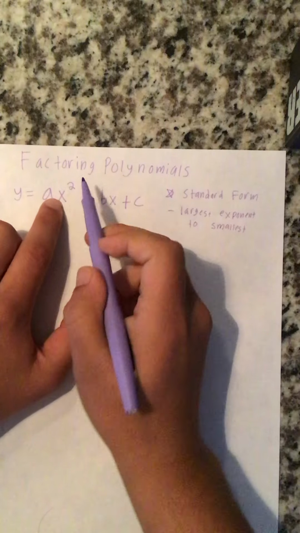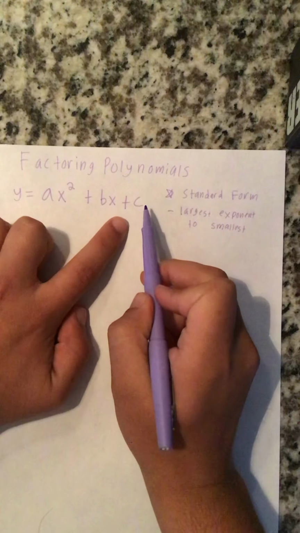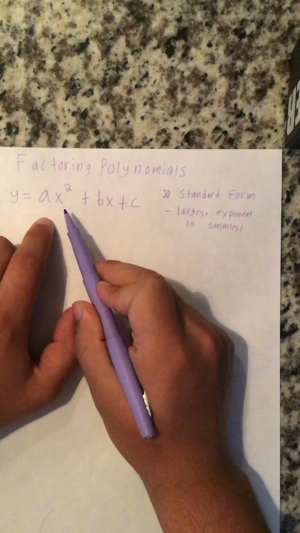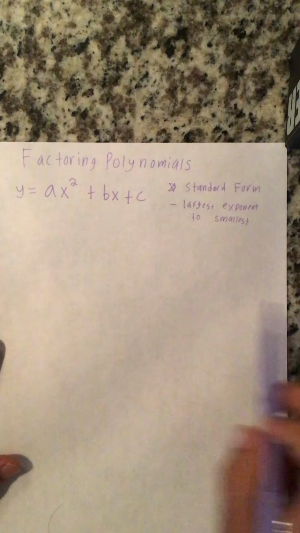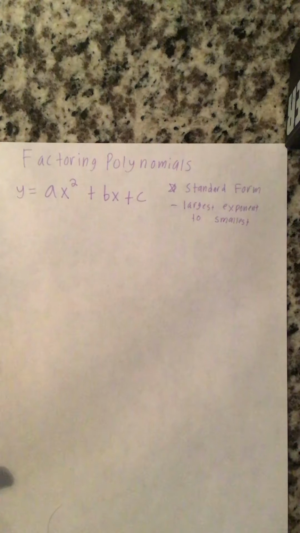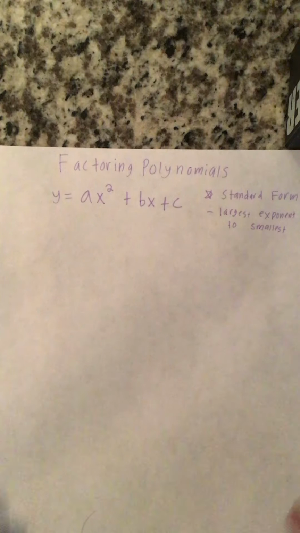So it needs to go, see how it goes from x squared to an x to no exponent, okay? To no variable, okay? That's how it always needs to go. Ax squared plus bx plus c. If it's out of order, just switch it, okay? It's not a problem.